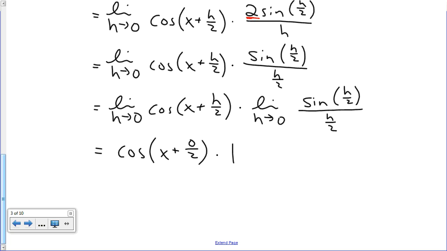So to rewrite this then, this just becomes the cosine of x. And that's what we're trying to prove. Prove that the derivative of sine is equal to cosine. We've done it.